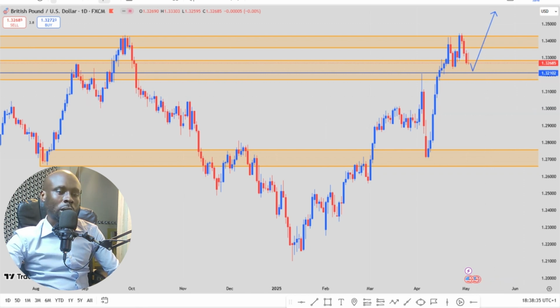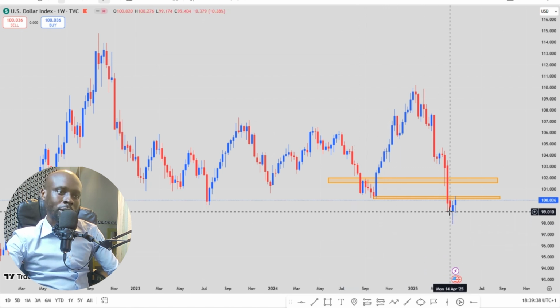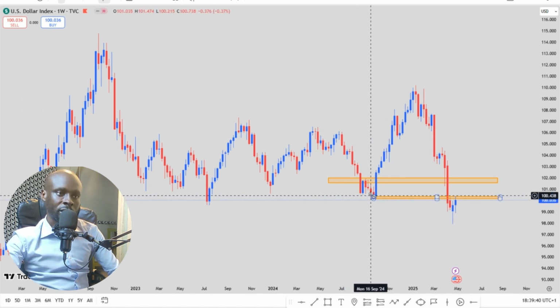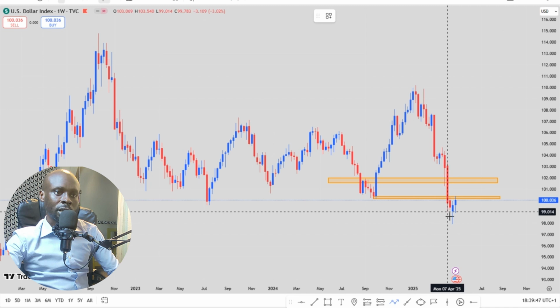So let's look at our next pair, which is the dollar index, which is called the DXY. DXY has failed to close above this resistance level. So long as price has failed to close above the resistance level, we expect price to resume downtrend for the DXY.